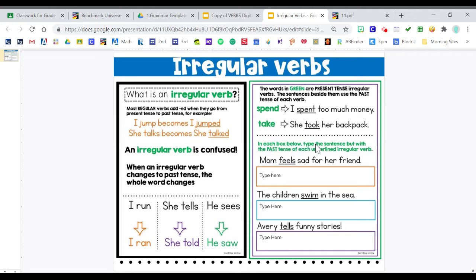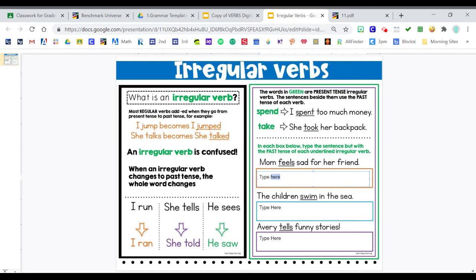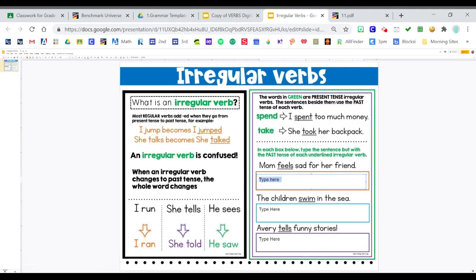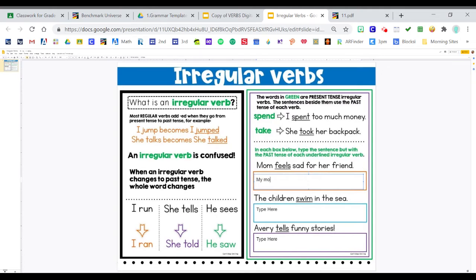In each box below, type the sentence, but with the past tense of each underlined irregular verb. So right now our sentence says, my mom feels sad for her friend. And we need to change feels to the past tense. So we would type here, my mom, and feels turns into felt, sad for her friend.